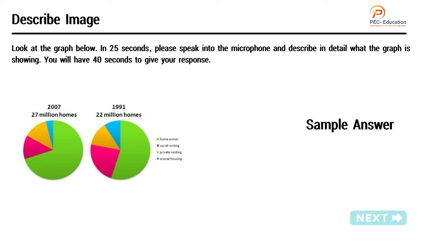It can be observed that in 2007 more people were homeowners, since most prefer that, therefore, social renting decreased compared to the year 1991. Also, from 1991 to 2007 the number of people who chose social housing decreased a lot. The number of people who are renting their house privately is similar for both years.